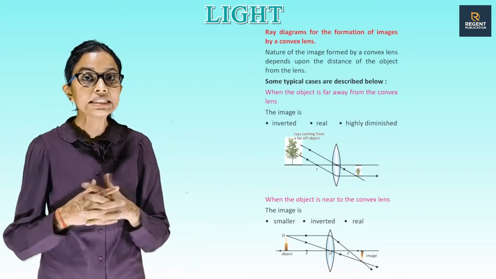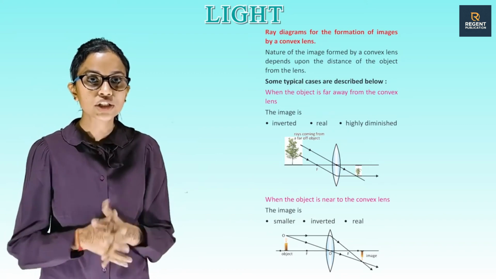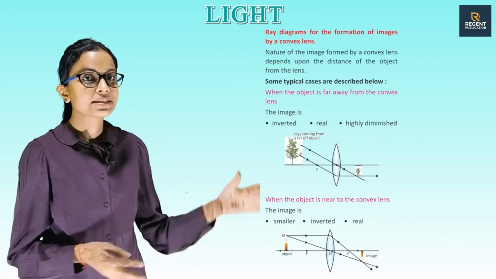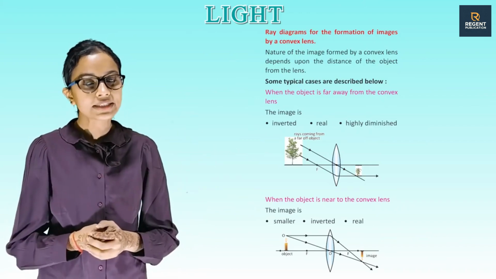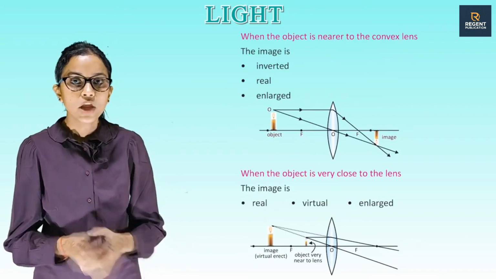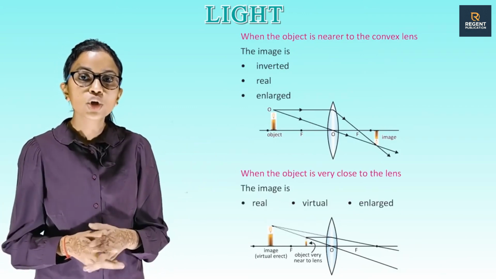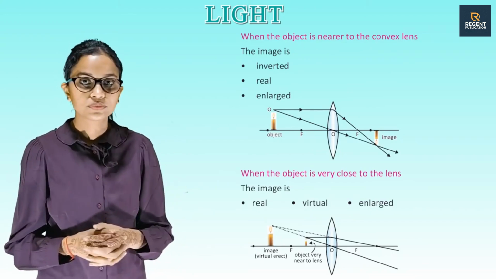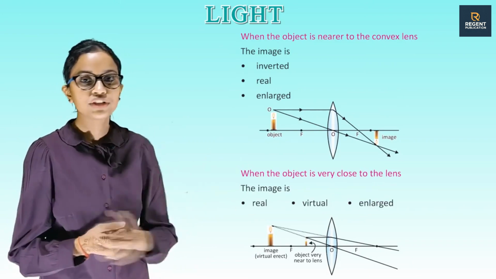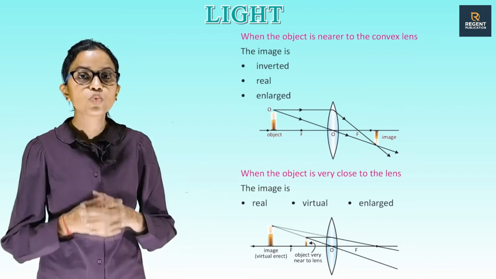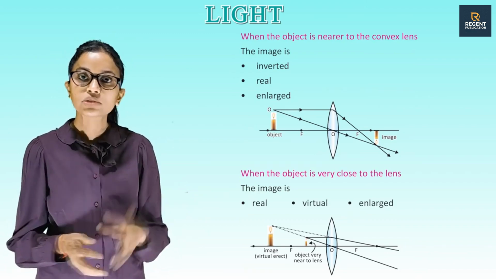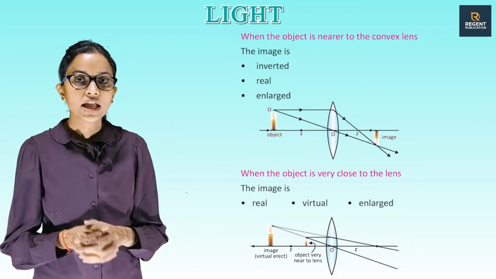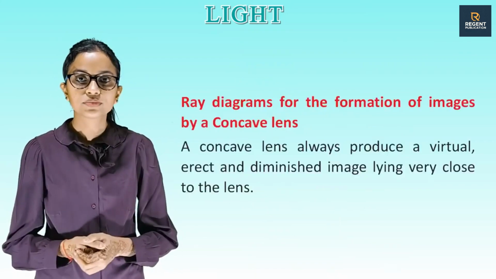When the object is near to the convex lens, the image is smaller, inverted, real. And this is the diagram for your better understanding. When the object is nearer to the convex lens, the image is inverted, real and enlarged. And this is the diagram of it. When the object is very close to the lens, the image is virtual and enlarged. And this is the diagram of it.